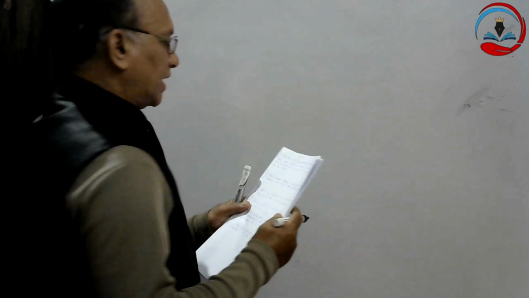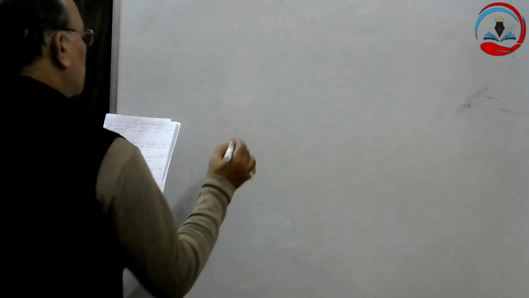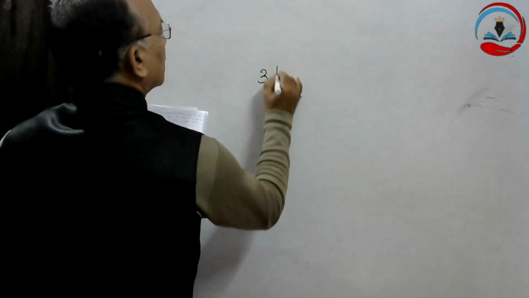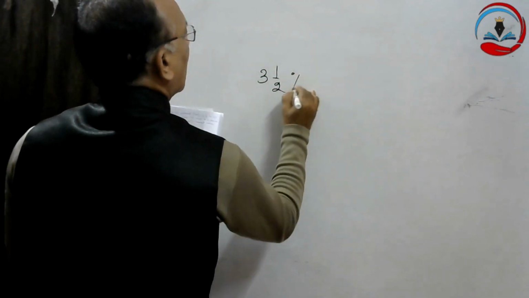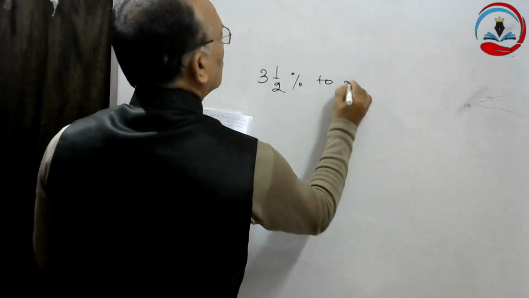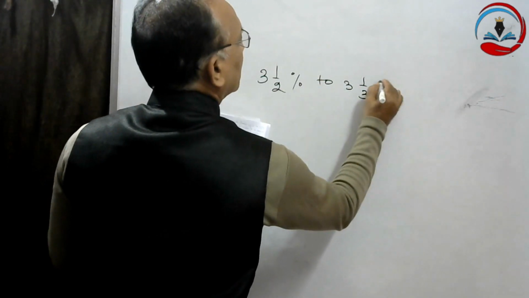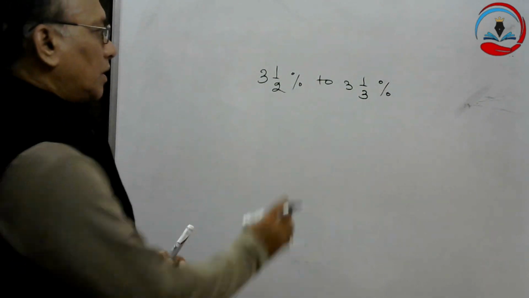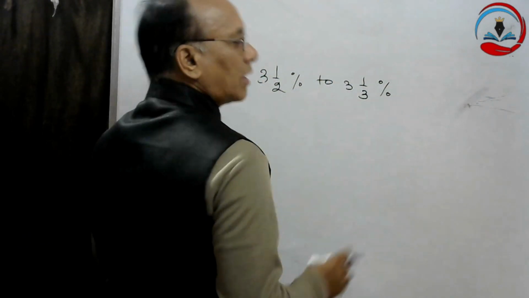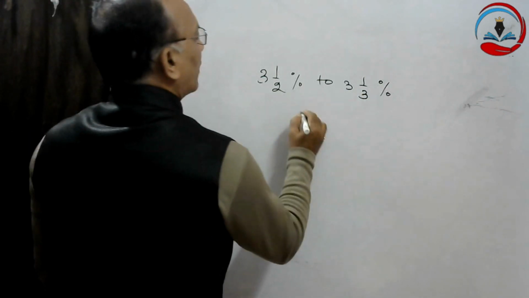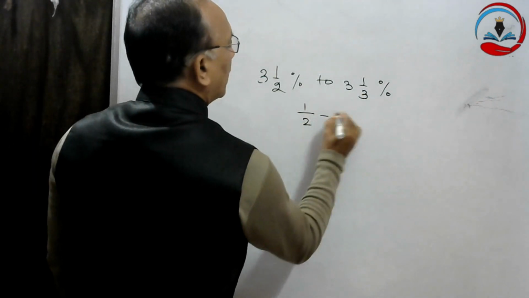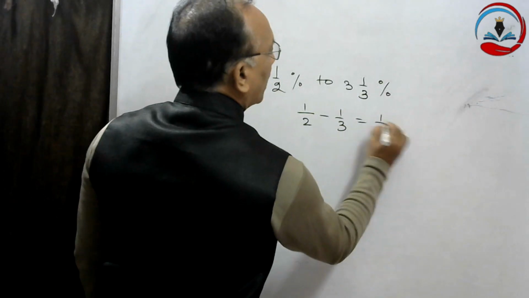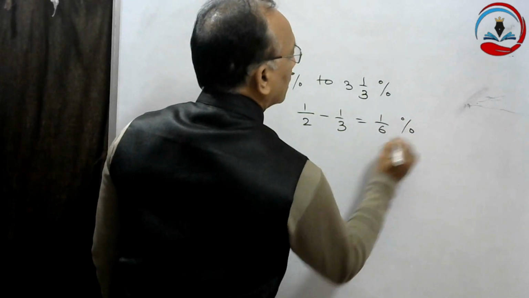क्वेश्चन को जरा ध्यान दीजिएगा। If the sales tax be reduced from 3.5% to 3 1/3%, इसको जरा ध्यान दीजिएगा। 3.5% to 3 1/3%, the difference is 1/2 minus 1/3, that is 1/6%.